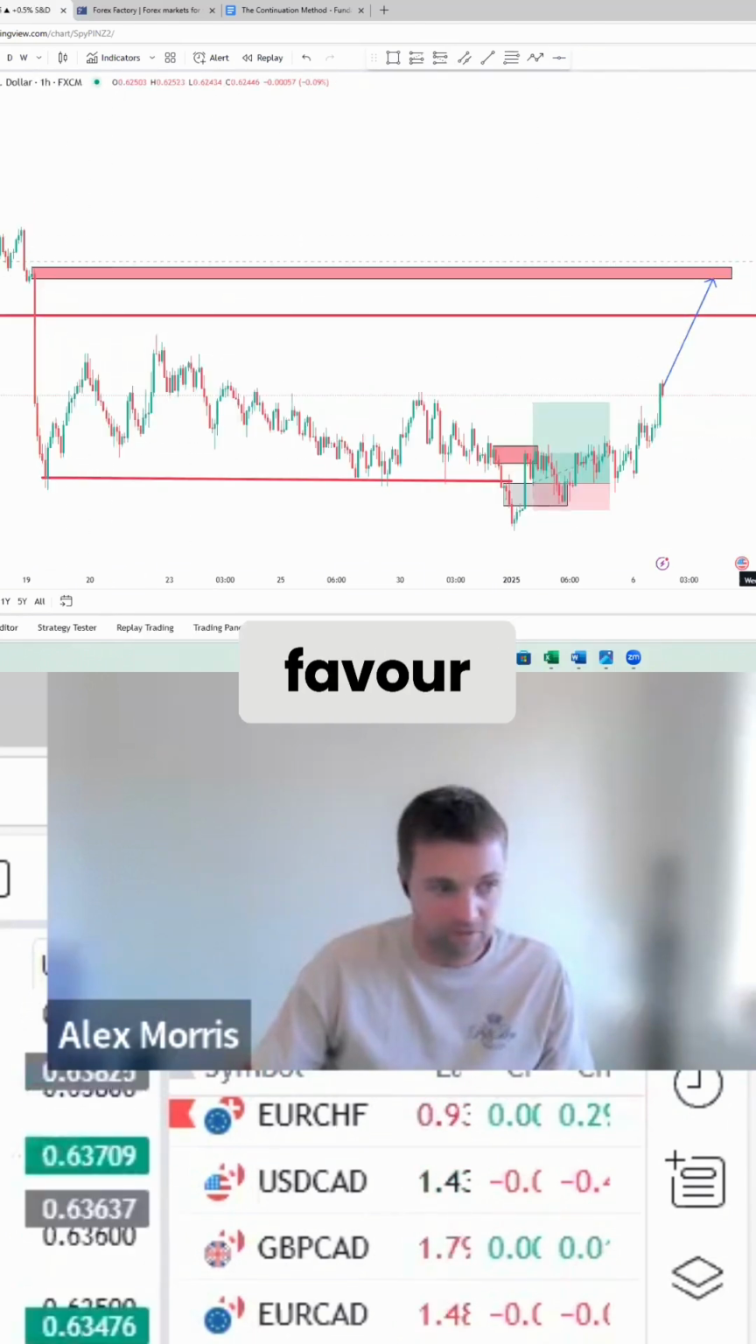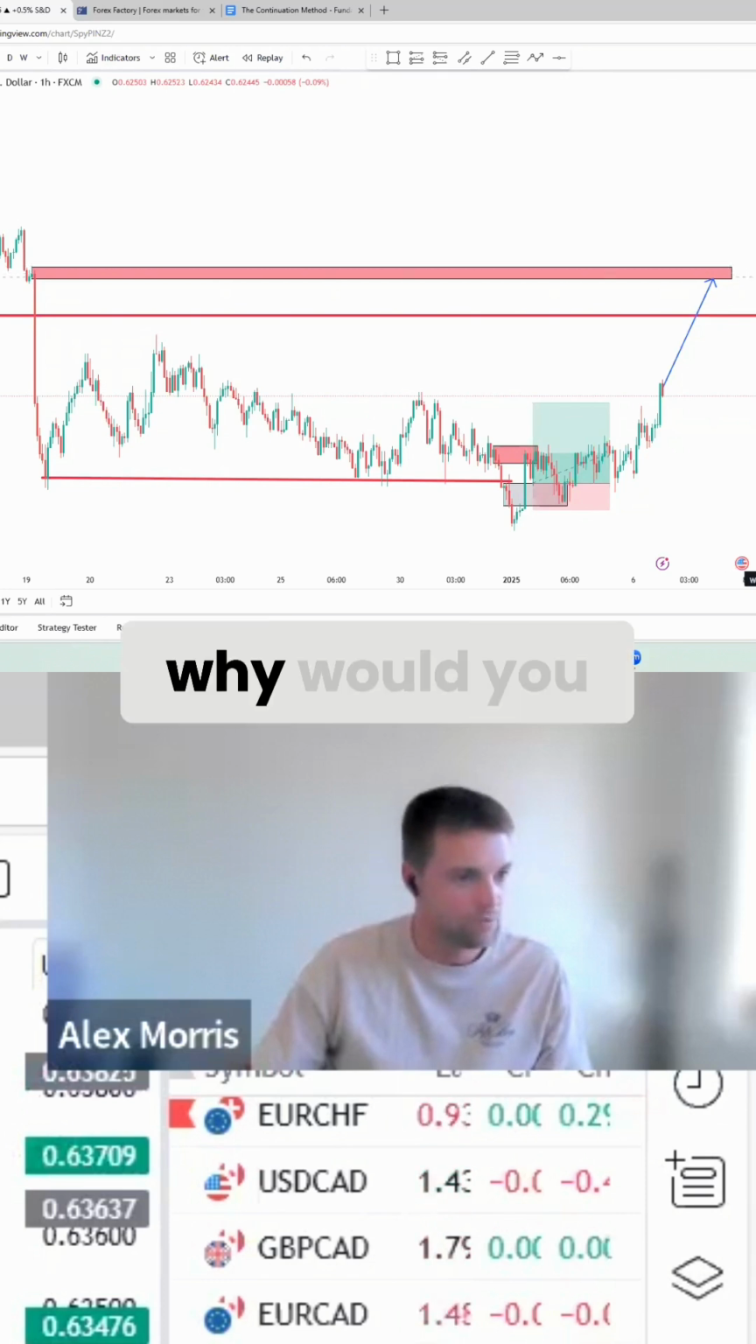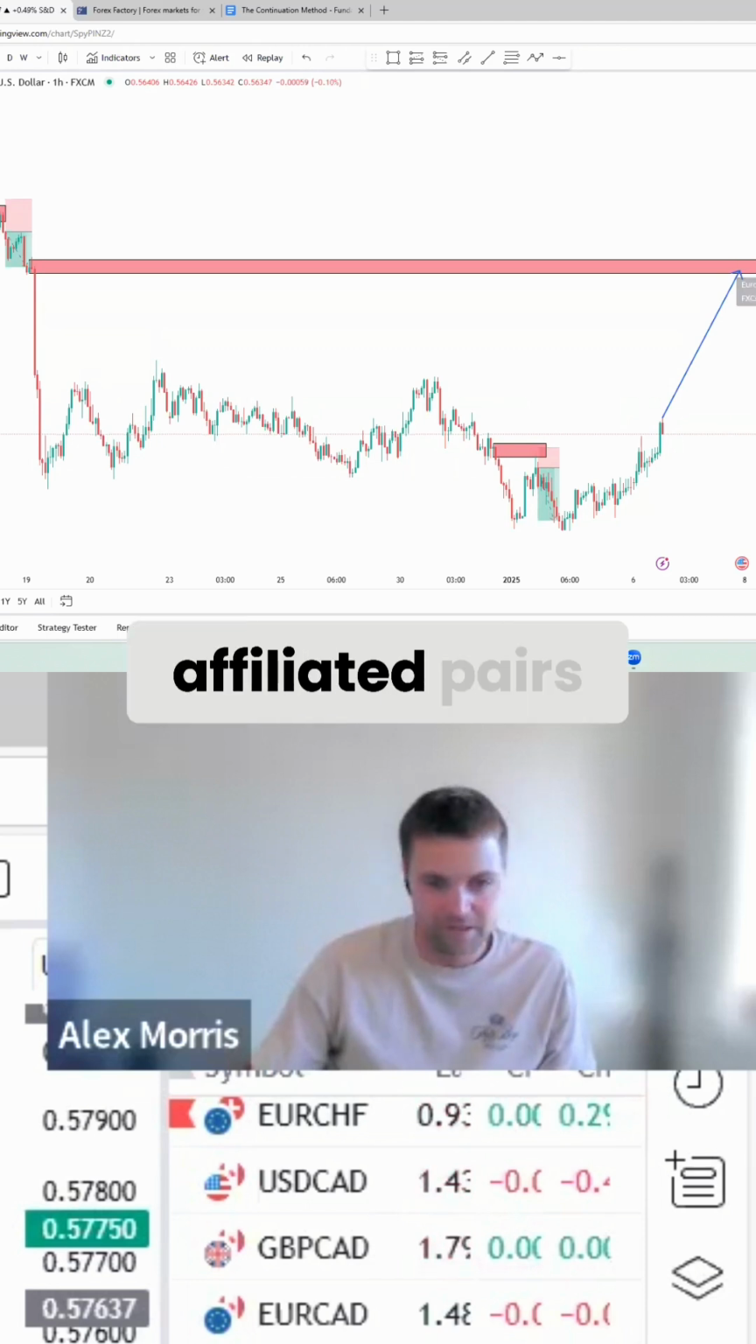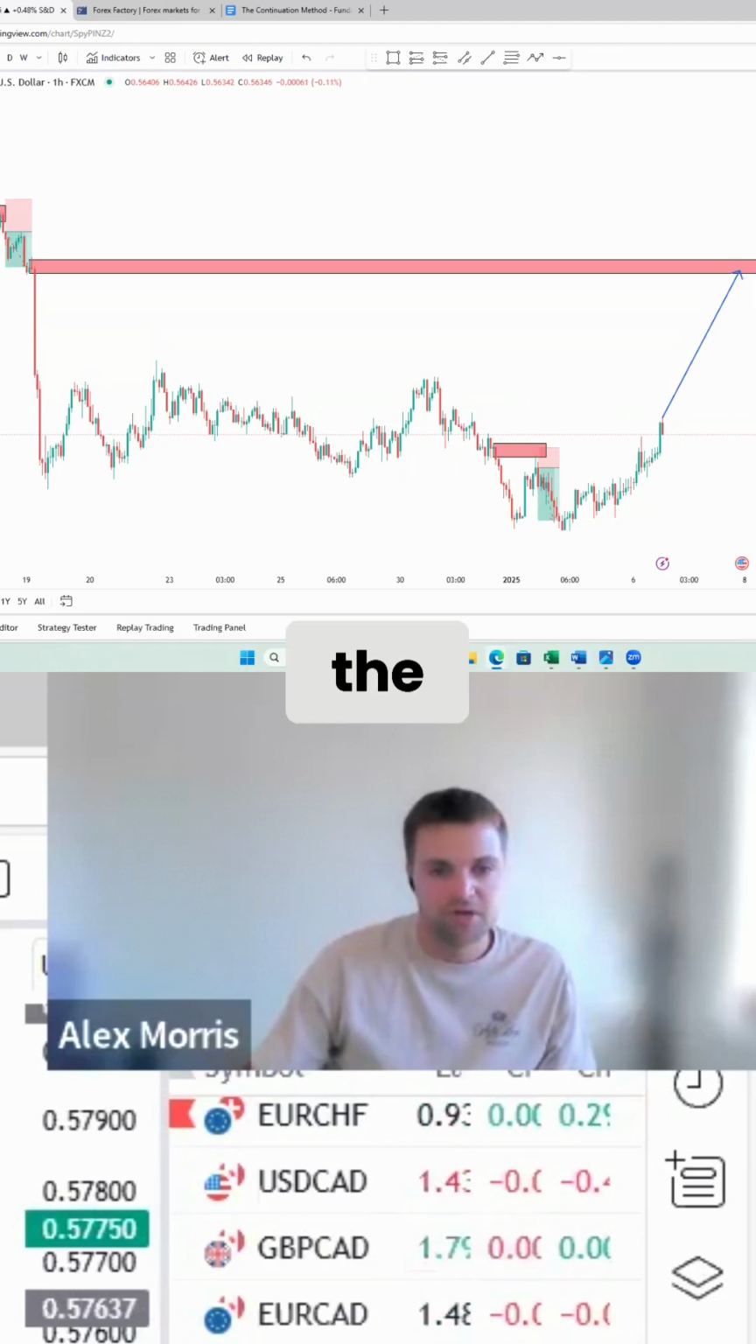Which one would you favor? Would you look at both? If so, why would you look at both? Because remember, we are looking at Australian dollar, New Zealand dollar. They are correlated, or they're closely affiliated pairs. Yeah, and that's just the general vibe.